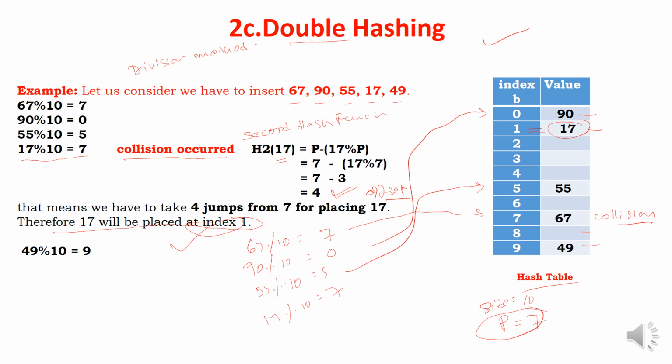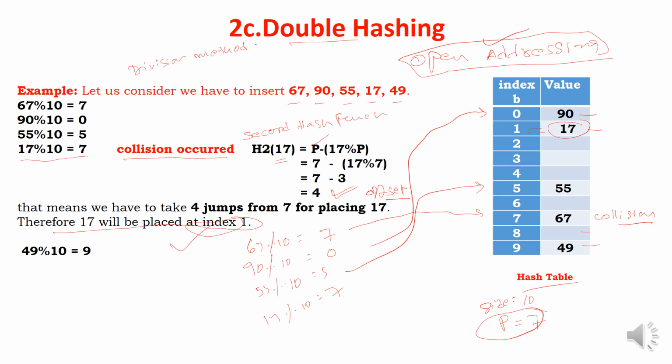So linear probing, quadratic probing, and double hashing are open addressing, where it is not going to use any extra space. Whatever space is reserved, only those locations are used to store data, even though there is some collision, by searching the next possible location using linear probing, quadratic probing, or double hashing.